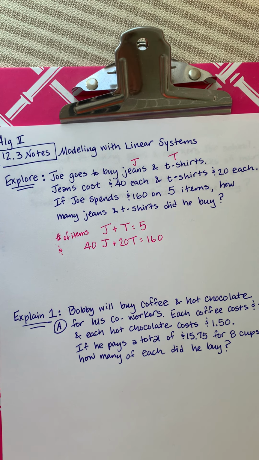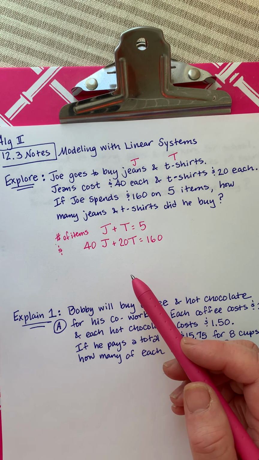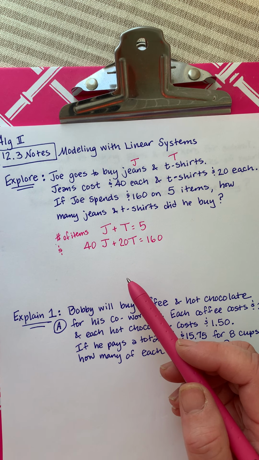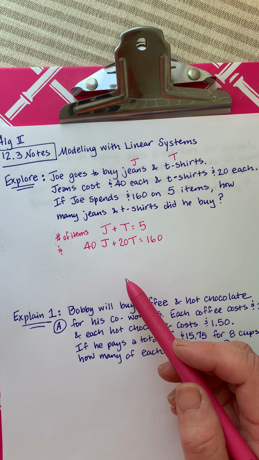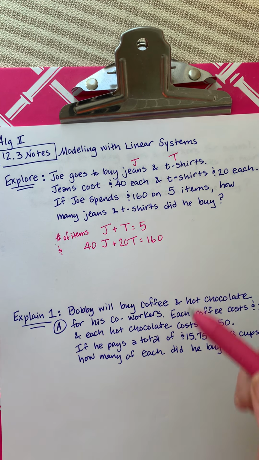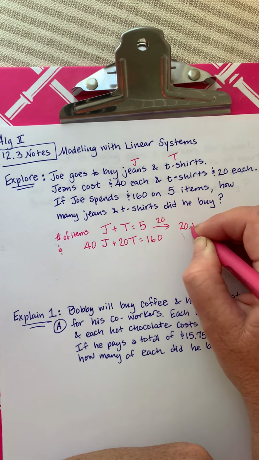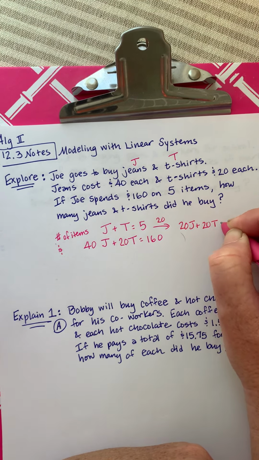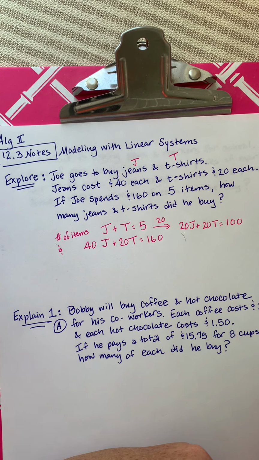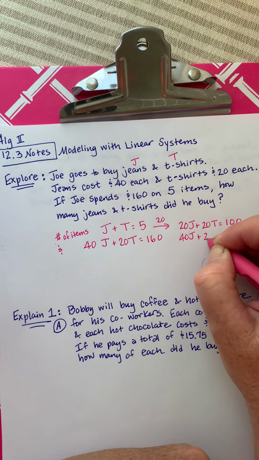From this point, you can solve this system in either of the ways that we learned. Well, you could graph them, so 3 of the ways, but I don't think you want to. You can do substitution or you can do elimination. I'm going to do elimination because it's my favorite. I'm going to multiply the top equation by 20: 20J plus 20T equals 100. The second equation I'm going to do nothing to.